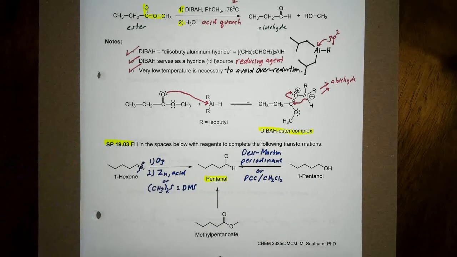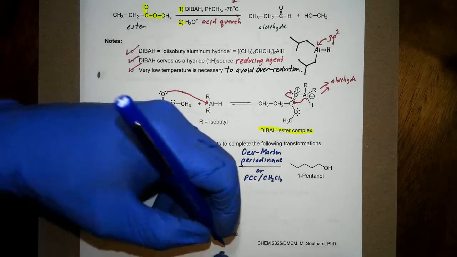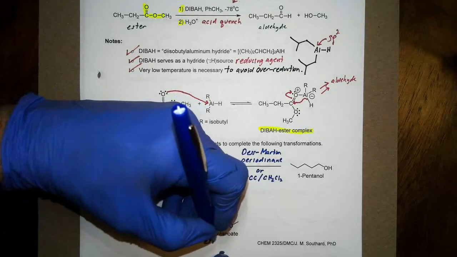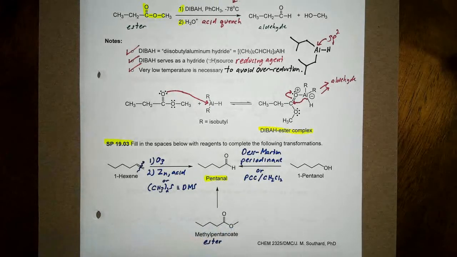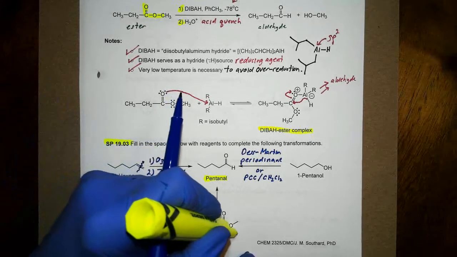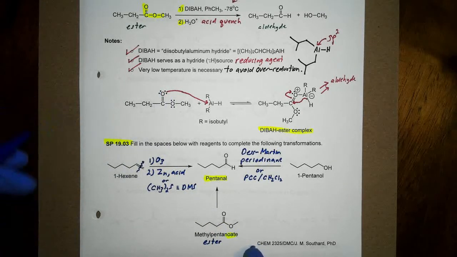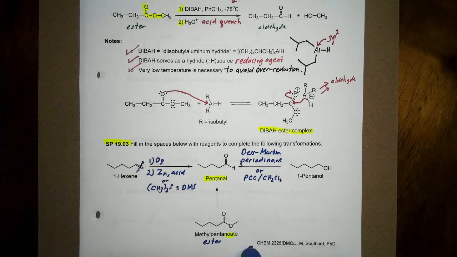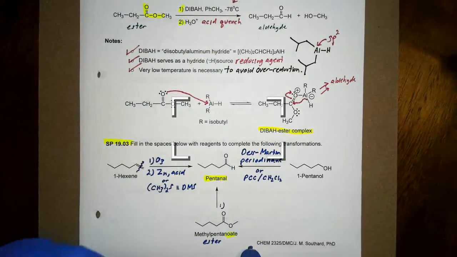And then finally, we're going to convert this ester. This is called methyl pentanoate, which is again an example of an ester. You write that in. One way you can spot an ester, the most important way of course, is to look at the structure. But if you see the suffix -oate, that kind of tells you that it's an ester. Well, this is the one that we're talking about on this page. The first thing you would want to do is simply add DIBA.